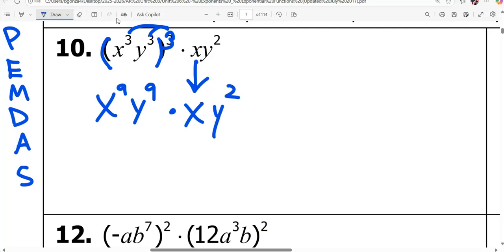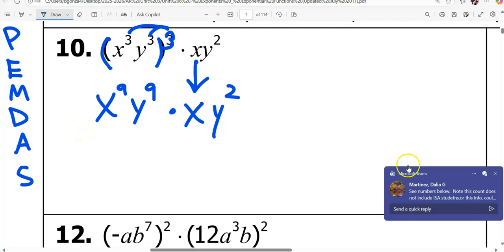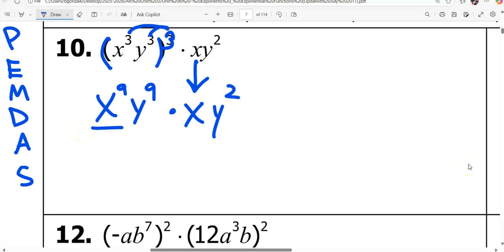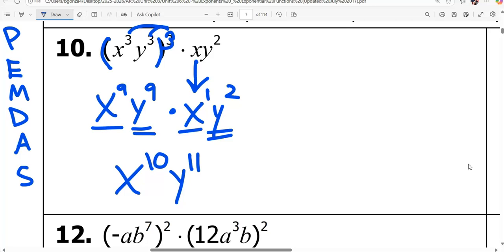Now check this out, guys and gals. We have 2 of the same base being multiplied. So you're going to add the 9, and no power means 1. 9 plus 1 is 10. And now what about these y's? 9 plus 2 is 11. All right, you get how that's done.